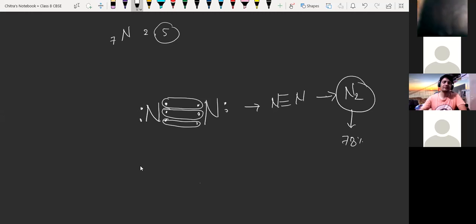Understood? Take a screenshot for nitrogen. This is the way elements share electrons. There is a mutual understanding.